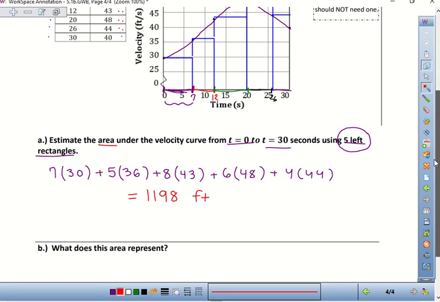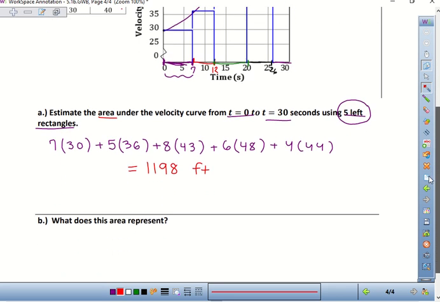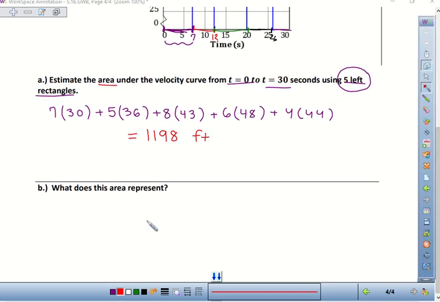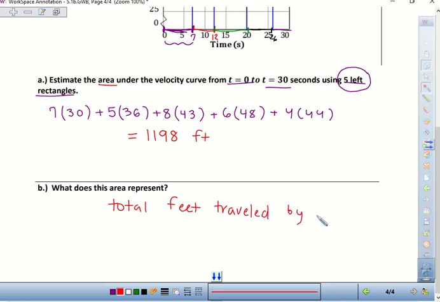So any questions about that one? Okay. What does the area represent in the context of the problem here? What do you guys think? How many feet the cars travel? Good. Total feet traveled. So area under the curve may be area, but it represents something else that is not area. Does that make more sense?